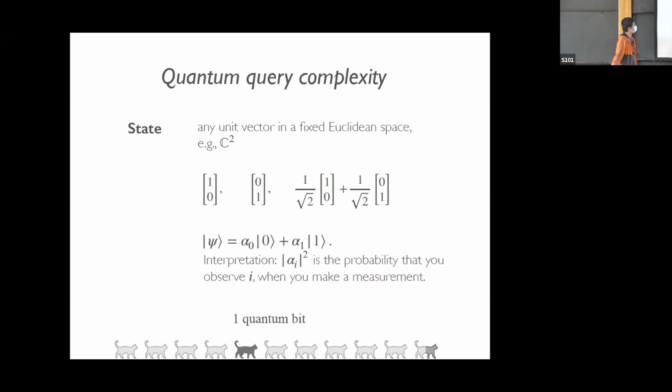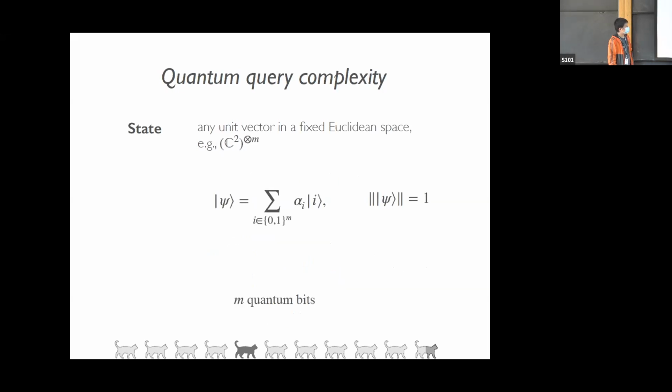And their linear combinations are used to represent superpositions of 0 and 1, so this bit is 0 and 1 at the same time. In general, we have a unit vector of the form alpha_0 |0> plus alpha_1 |1>, some linear combination of the basis of the classical states 0 and 1. It has this interpretation: if you look at your quantum bit, you will observe i with probability the absolute value of alpha_i squared. That's why we use a unit vector to model a quantum state.